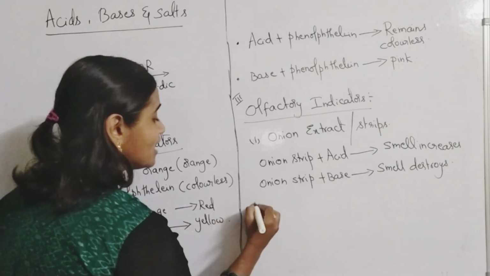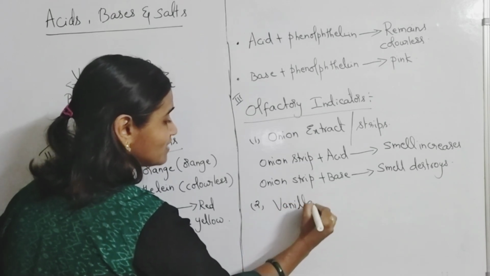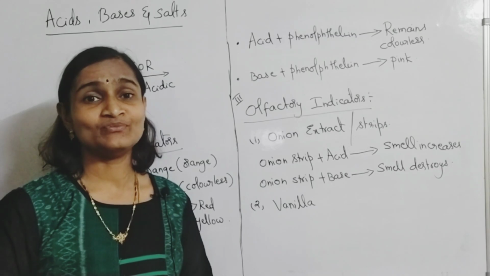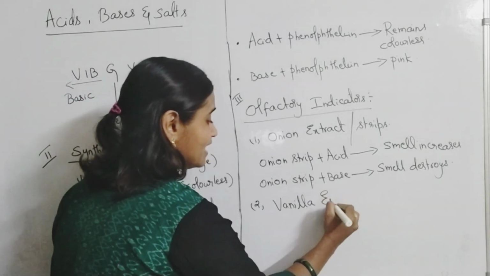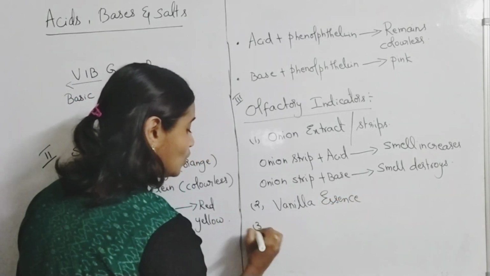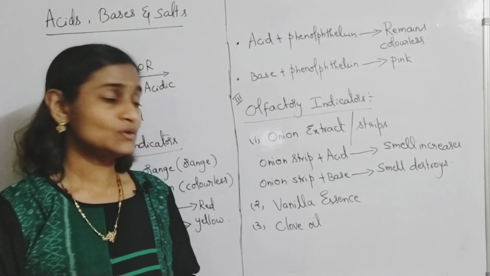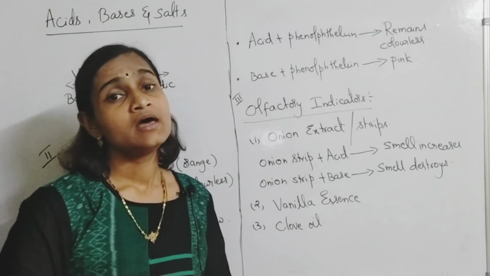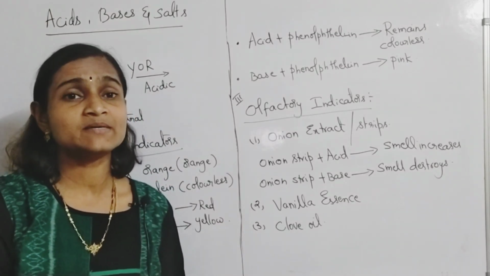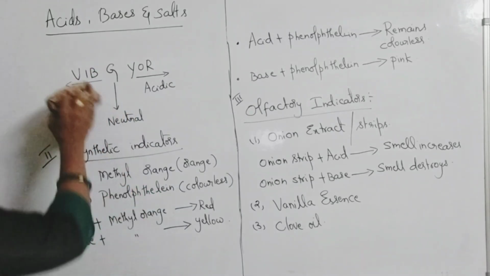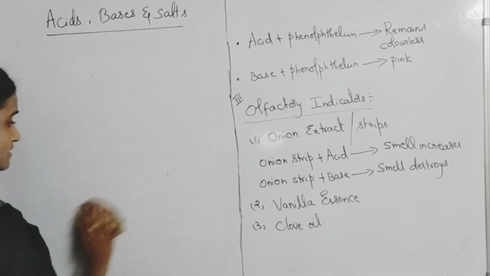Same like that, other examples are vanilla extract or vanilla essence. You have an idea about this, the best flavor it gives for ice creams and all. And you have clove oil. These are the best examples for olfactory indicators. So we have discussed three types of indicators now, and then we will move on to the chemical properties exhibited by acids and bases.